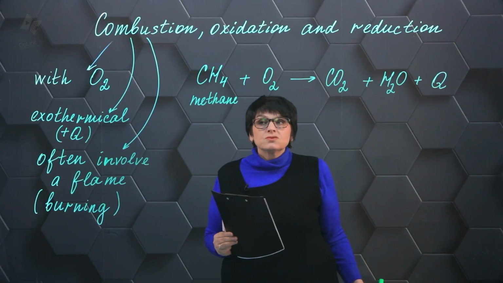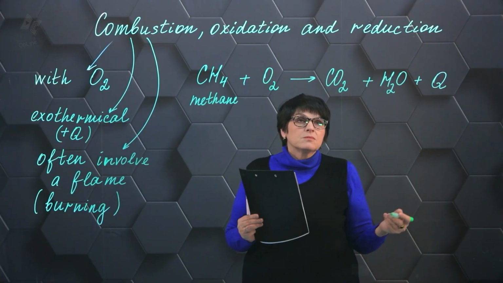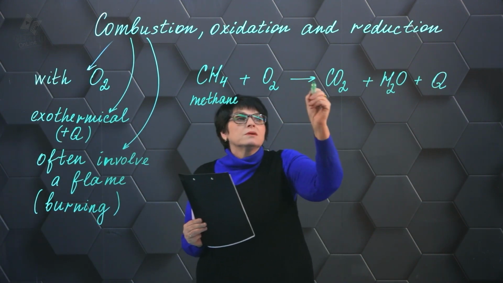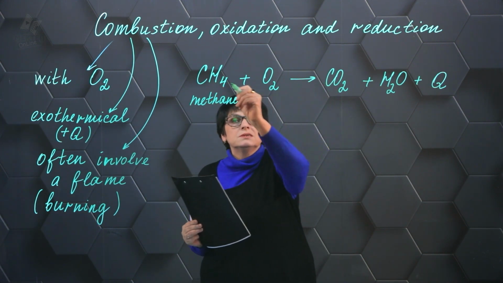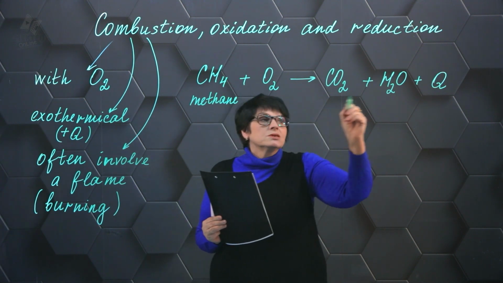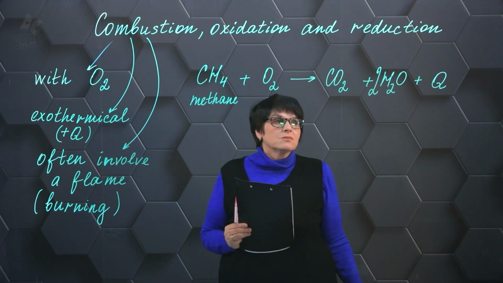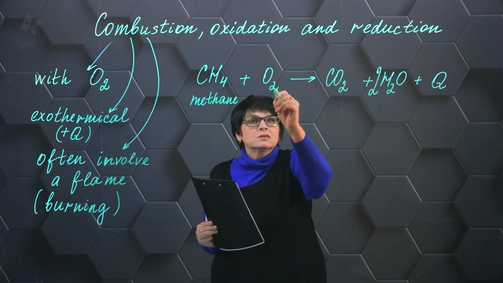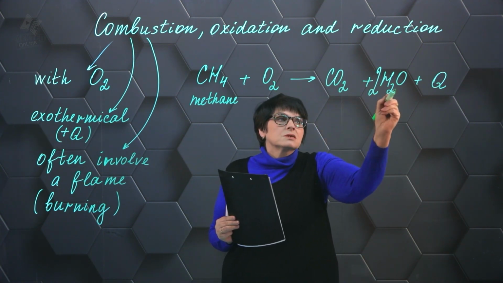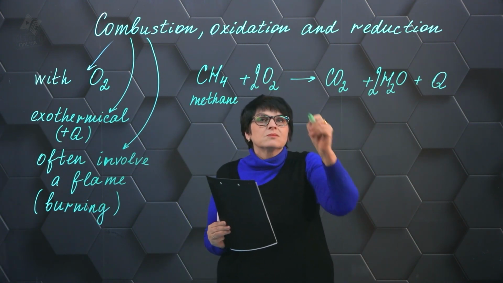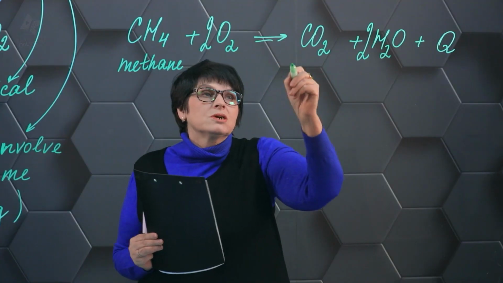Recall that in this case we must necessarily equate the chemical equation. Here we go. Carbon on the left side 1, on the right side 1. Hydrogen on the left side is 4, on the right side is 2. To the formula for water, we'll put a factor of 2. Oxygen on the left side is 2, on the right side is 4. We'll put a factor of 2 in front of oxygen.